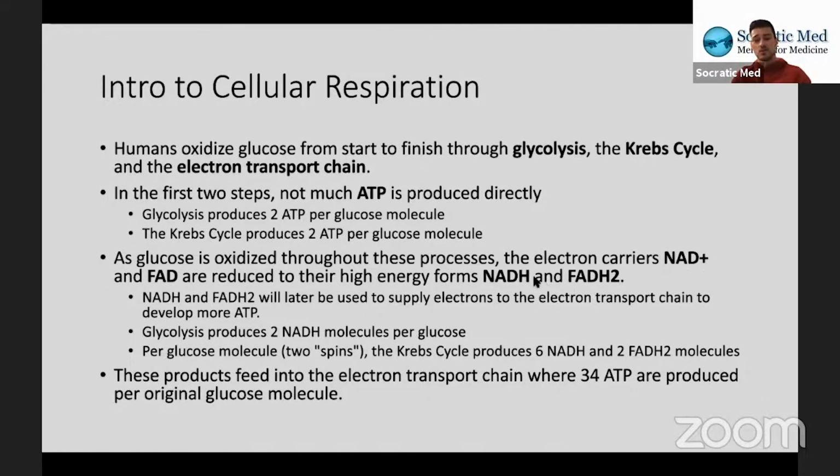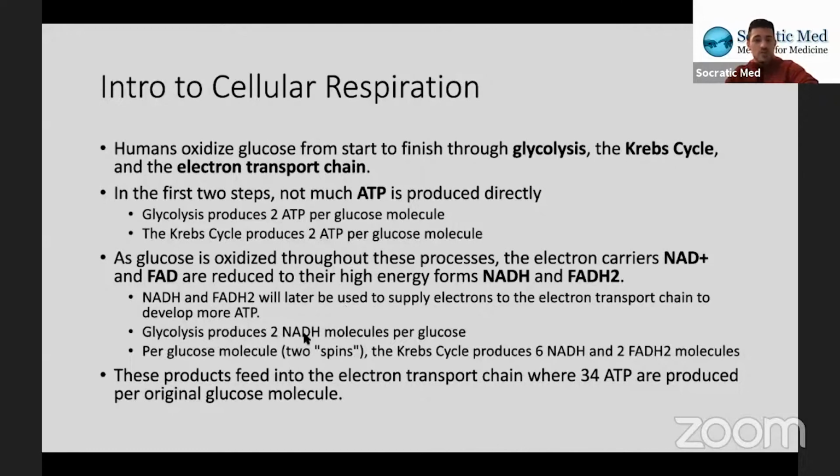So anytime anything is reduced, it becomes higher energy. So this NAD+ gains an H with an electron over there, and it becomes NADH. So it's a higher energy molecule than this NAD+, and therefore it's going to be able to donate those higher energy electrons in the electron transport chain, and it's going to power ATP synthase, but that is for another lecture.